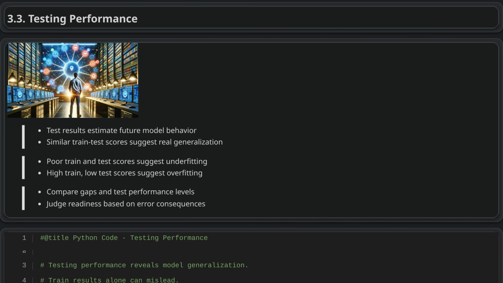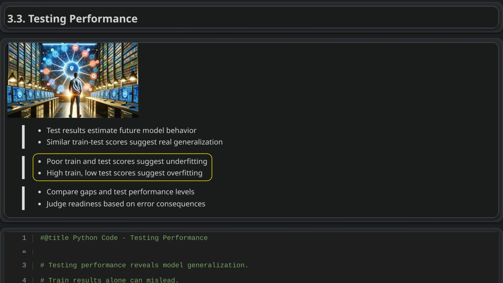Testing performance. Test performance shows how well a machine learning model is likely to handle new data. Strong training results alone can be misleading because the model has already seen those examples. A separate test set uses unseen cases to check whether the model has learned patterns that generalize. If test results are strong and close to training results, the model is more likely to perform well on future inputs, such as new apartment listings.